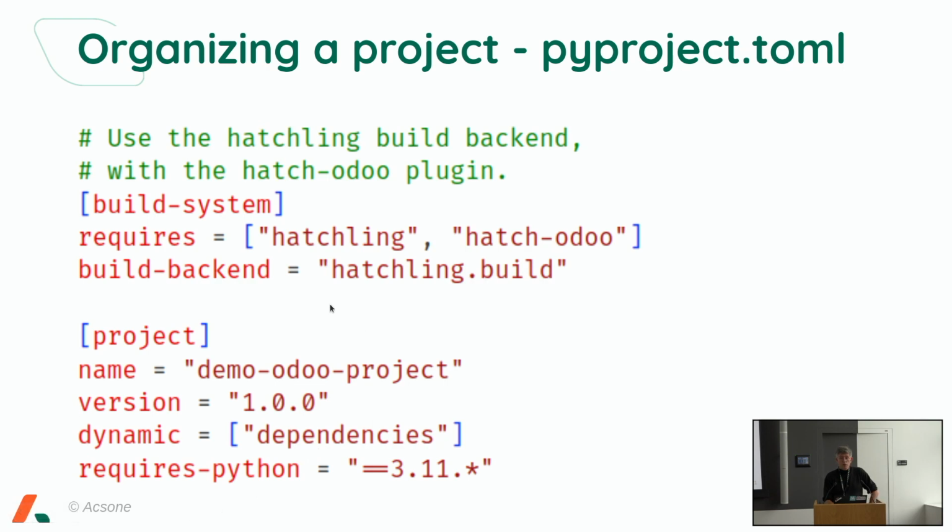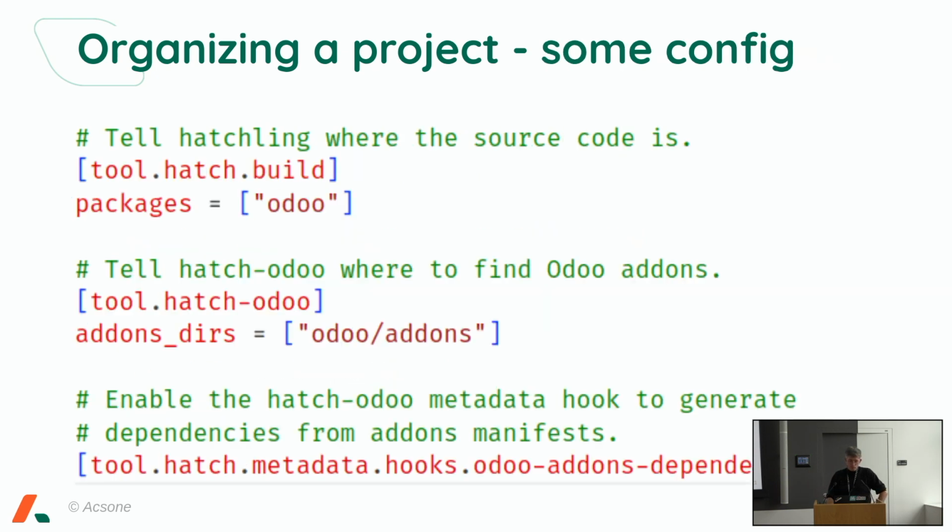And so if you look at the project section, standard, you give it a name, you give it a version, you give it a description, you can say which Python version your project is supporting, fully standard. And then you are saying, okay, my dependencies, they are going to be dynamic. I will not list all my dependencies in this pyproject.toml. I will let the hatch-odoo plugin look at the add-ons to compute them when I build the project to install it. And then there is some boilerplate to configure that, not that much.